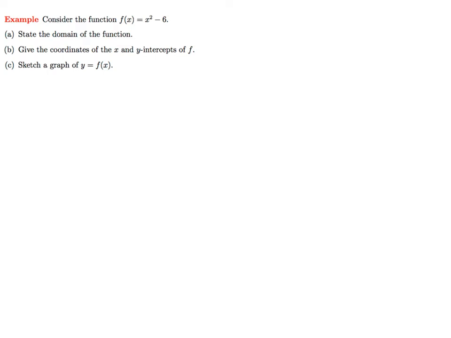In this example, we're asked to identify some key features of the function f of x is equal to x squared minus 6, namely the domain in part A and the x and y intercepts in part B, and then come up with a sketch of a graph of the function. And this is pretty similar to what we've done. It's more of a review of what we did in section 1.2, so you might want to check out the video from that section for further information.